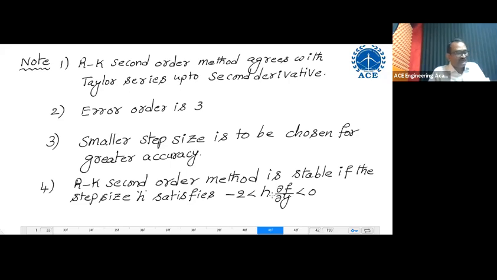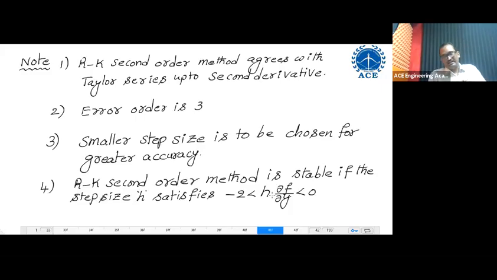Once again, listen to me, everyone. Runge-Kutta second order method agrees with the Taylor series up to second derivative. That's why in the examination, instead of the Runge-Kutta second order method, you should not use Taylor series up to second derivative. Moreover, one more thing you have to remember.